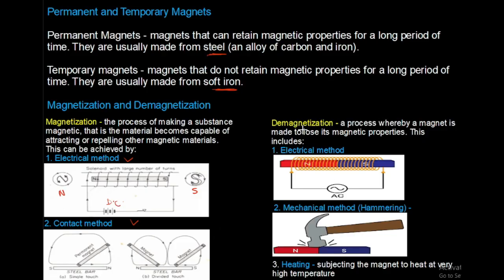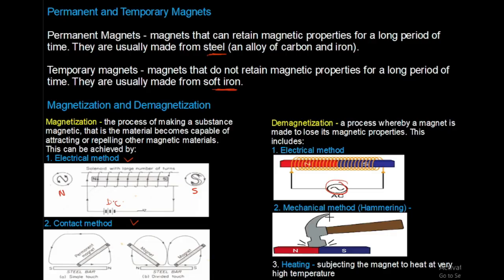Now, demagnetization is the opposite of magnetization. It has to do with a process whereby a magnet is made to lose its magnetic properties. This includes the electrical method. In the electrical method, all you need to do is put the magnet in a solenoid, like we did in magnetization. But in this case, you're going to be connecting it to an AC source, an alternating current source. If you do this, you're going to make the magnet lose its magnetic properties.